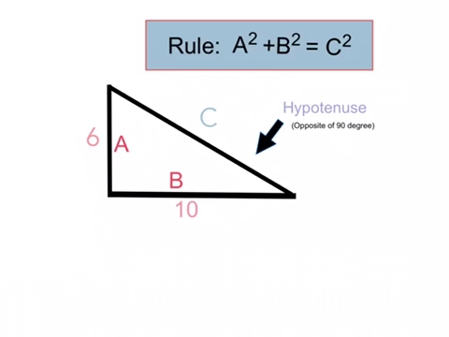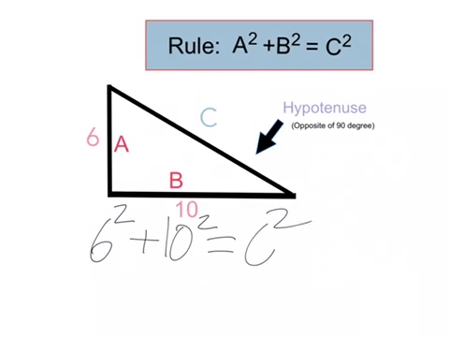So first you figure out which side you're solving for, which is C, and your rule is a squared plus b squared equals c squared. So you take the values of side A and B and you square them to equal c squared, and then you multiply them, and so you get their squares.